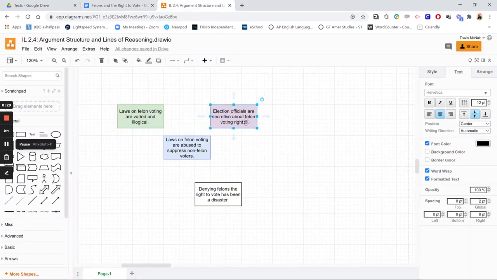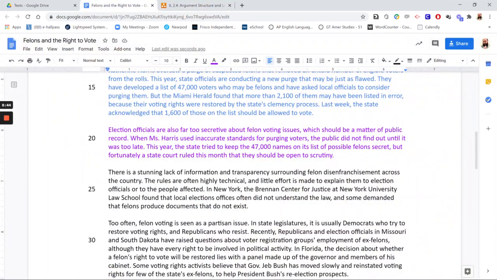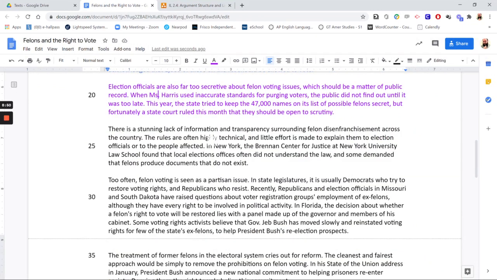And there we go. I've just added that in purple. I paraphrase. This is almost word for word from the passage. Election officials are secretive about felon voting rights. Back over here to the text page, I've color-coded paragraph 4 purple to match up with the box. Let's move on to paragraph 5.